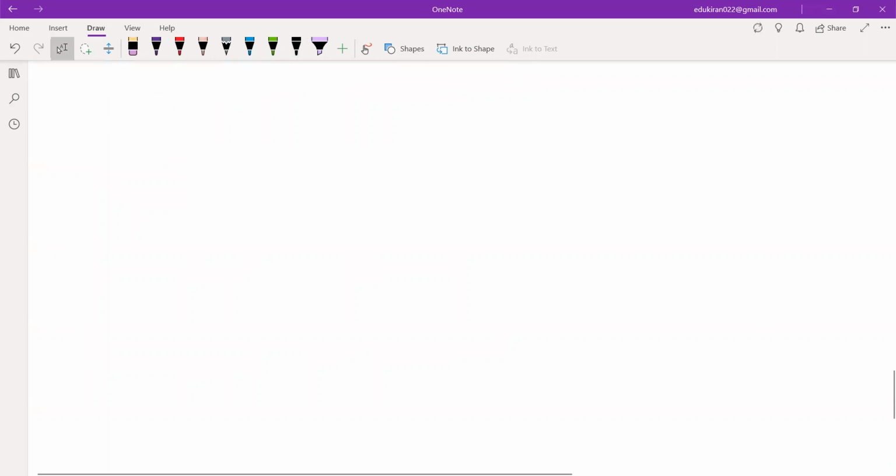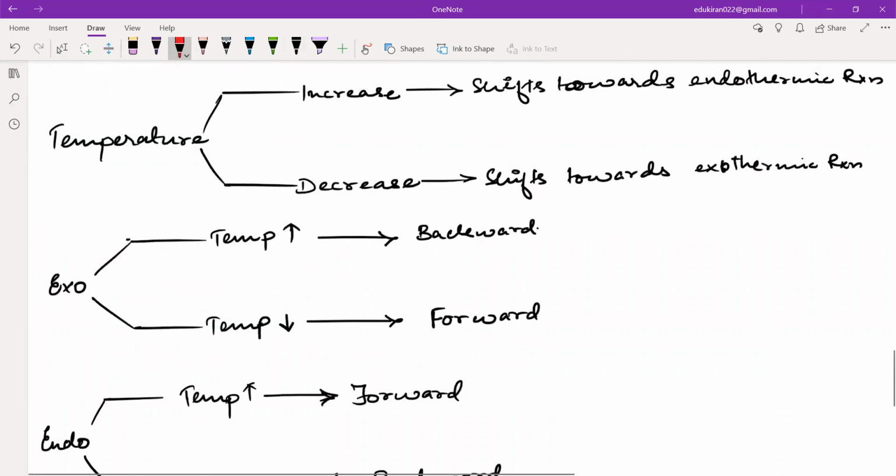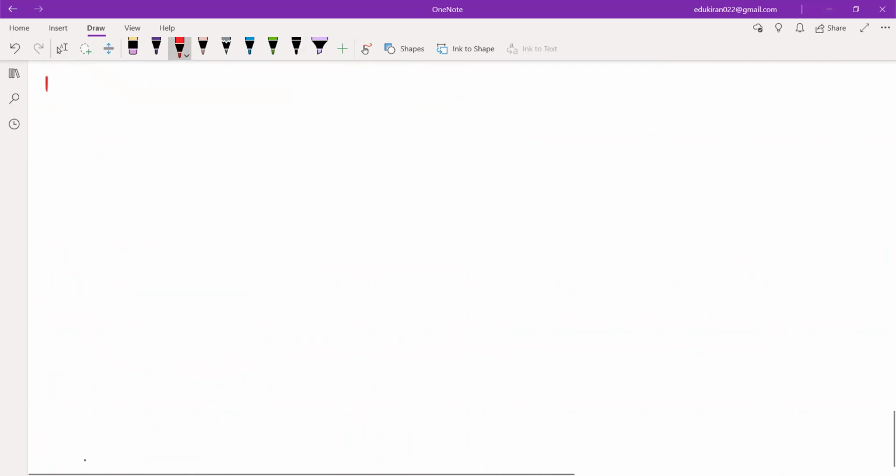Okay. Next, let us see the effect of change in volume. So temperature was second, this will be third. Change in volume.